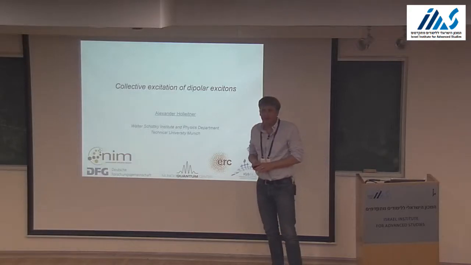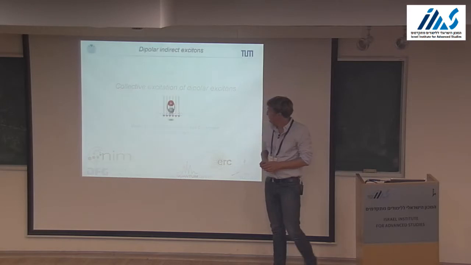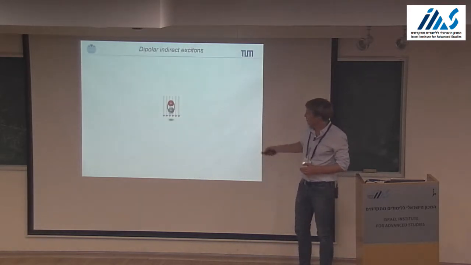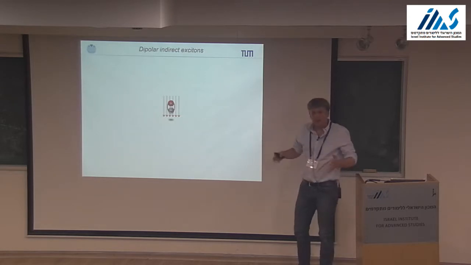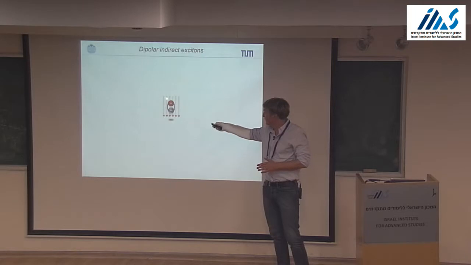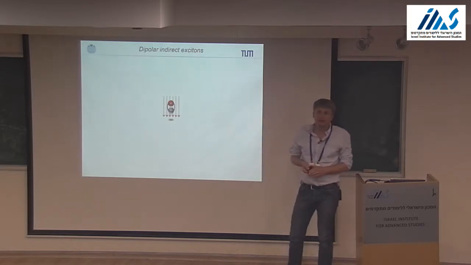We switch back to semiconductor physics and dipolar excitons. So let me just start with this little object again. We have an electron and a hole. They are separated in space, and by that they have an electric dipole, by which we can play the trick that if you apply an electric field, we can manipulate it.